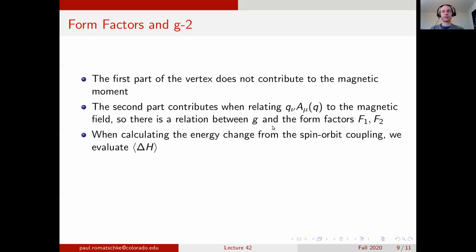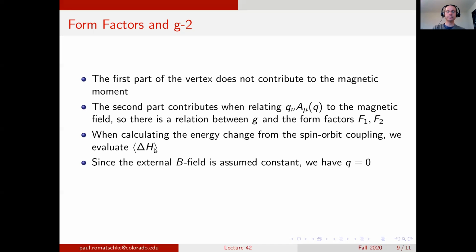To do that, recall that when we calculate the energy change from the spin-orbit coupling, we evaluate the expectation value of the Hamiltonian contribution. And since the external B field is assumed to be constant, that implies that the photon momentum that we want to look at is Q is 0. So that means that our G factor is just the factor in front of the corresponding vertex evaluated at Q is 0. And we find that there's a relation between G and the form factors, and that is just this simple relation here.